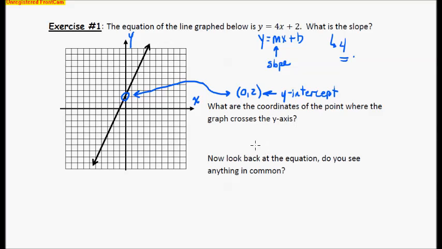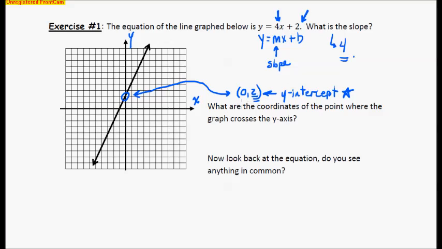Now it does say, look back at the equation, and do you see something in common? What they're saying is in common with this y-intercept here. And if you take a look at the equation, well, there's your slope. You've already used that. And if you look at the other number in the equation, well, there's a 2. And my y-intercept happens to cross the y-axis at 0, comma 2. And those came up to be the same. That's not a coincidence.